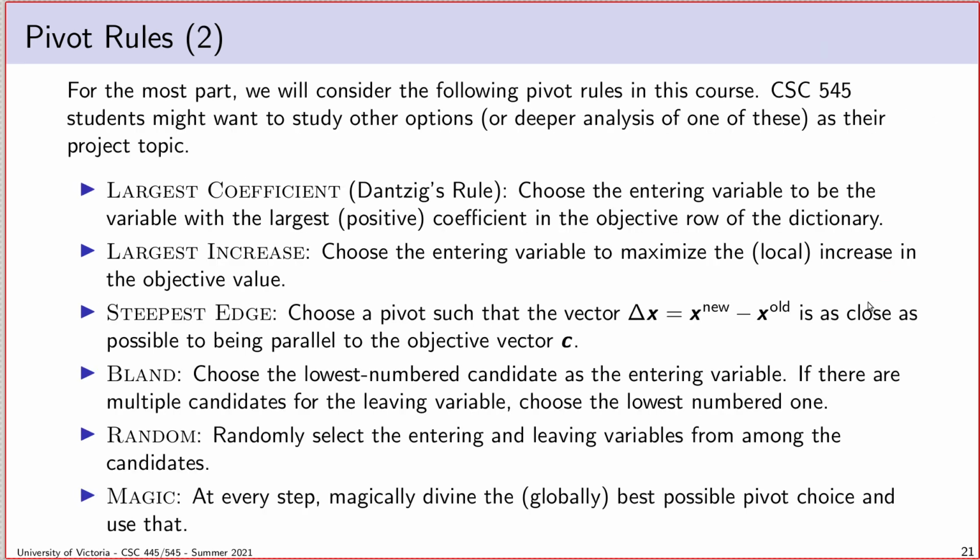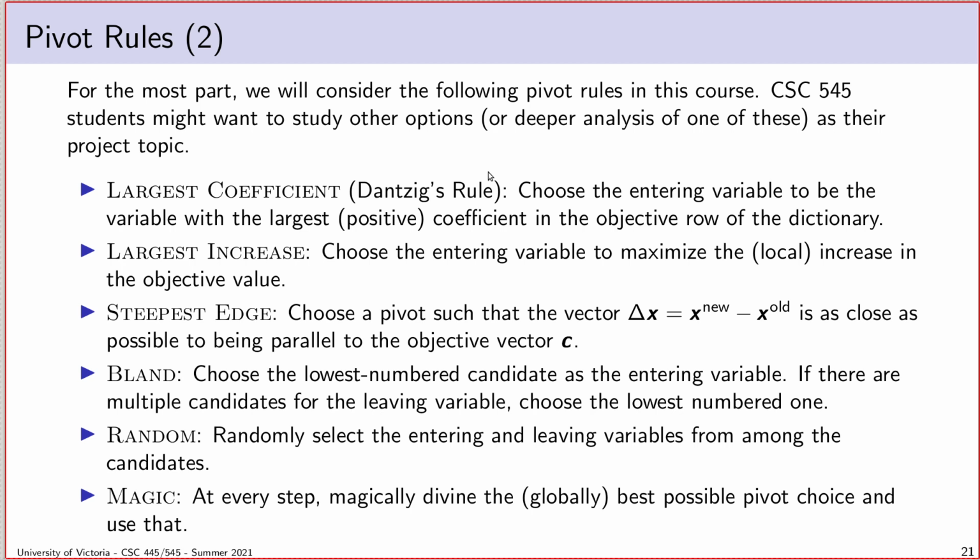So here is a list of pivot rules that we ought to talk about. The one we've been using is the largest coefficient rule. Occasionally it's called Dantzig's rule. George Dantzig is considered to be the inventor of the simplex method. I'll have some things to say about him when we talk about duality. That would be just choose the entering variable to be the variable with the largest coefficient in the objective function.